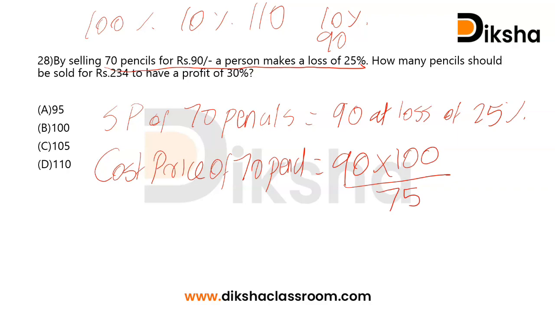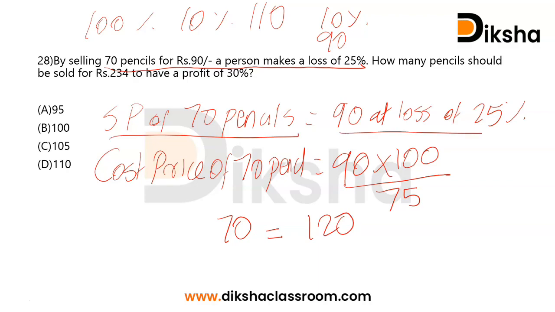Here we have a loss of 25%. That's the reason why we are writing 100 by 75, since there is a loss, which will give you the cost price of 70 pencils equals 120. Okay, SP of 70 pencils is at 25% loss, 90. So 90 into 100 by 75.